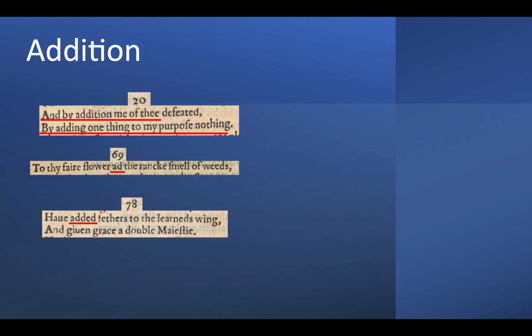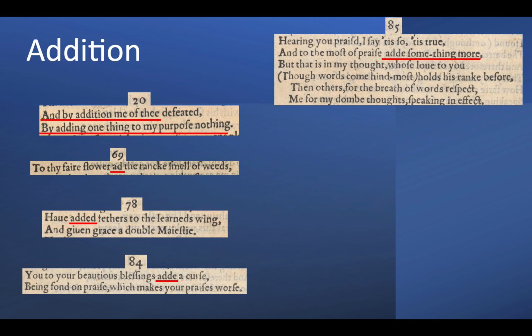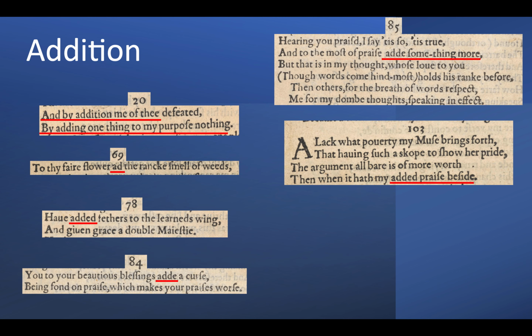Now, you may go, Glen, you're just adding things together. Why are you doing all of this addition? Okay, well, let's have a look at some addition, because in the sonnets, unsurprisingly, he references addition. And by addition, me of thee, by adding one thing to my purpose, nothing. Just emphasise that nothing there. Have added feathers to learned wings. You to your beauteous blessings add. Add something more. You've got your all there.